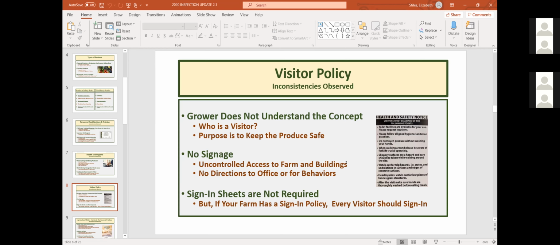Some people had signs. The sign is great. We like that, but you need to have a policy too. The signage also helps direct people where to go to the office, and that they need to be aware of food safety. So a lot of farms have sign-in sheets, which are not required by the produce safety rule. But if you have a sign-in policy, then every visitor should sign in, including inspectors. We've gone on inspections and come and gone and not signed in or out. So if that's your policy, you have to enforce it.